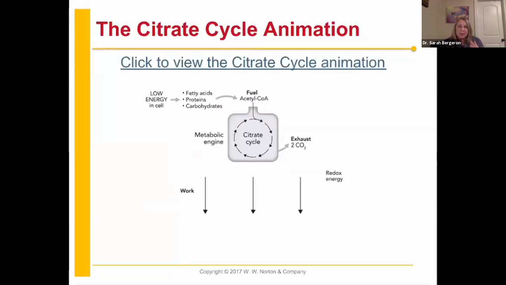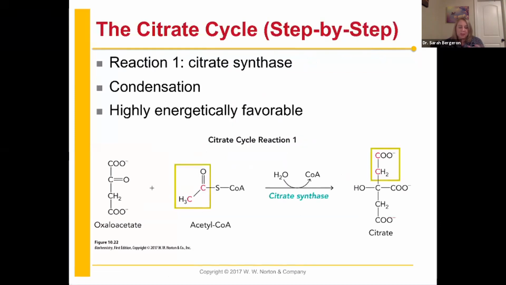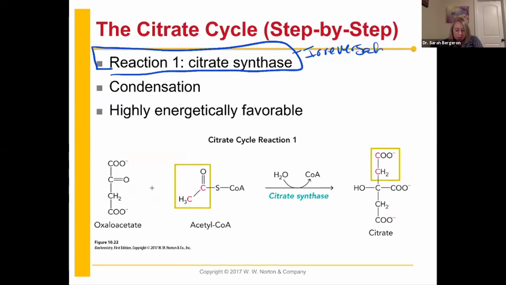Okay, so now we have this nice overview of the citrate cycle. So let's go into it in detail. This first reaction, reaction 1 with citrate synthase, is super important. This one we said had a really low delta G value, right? So reaction 1, this very first one, is irreversible. That's what that very large negative delta G tells you, that it is irreversible.